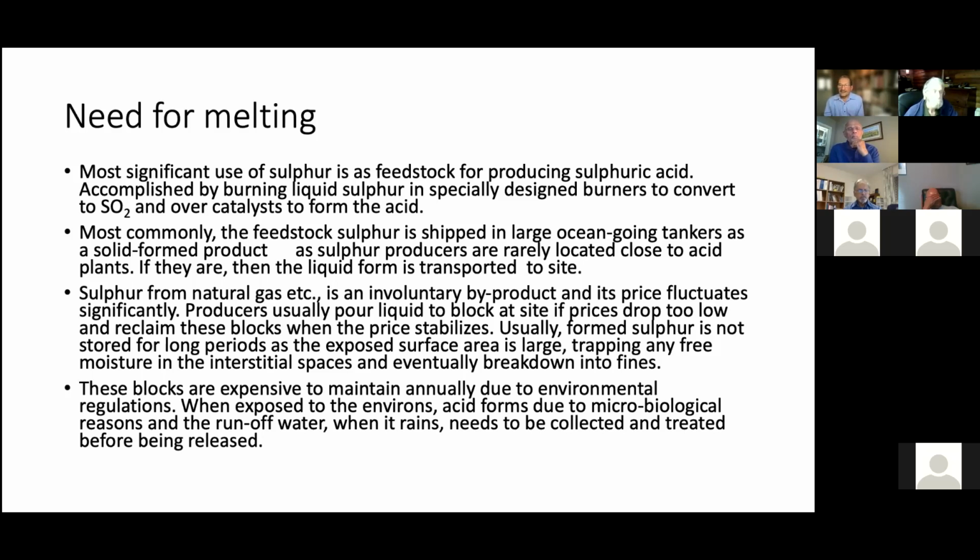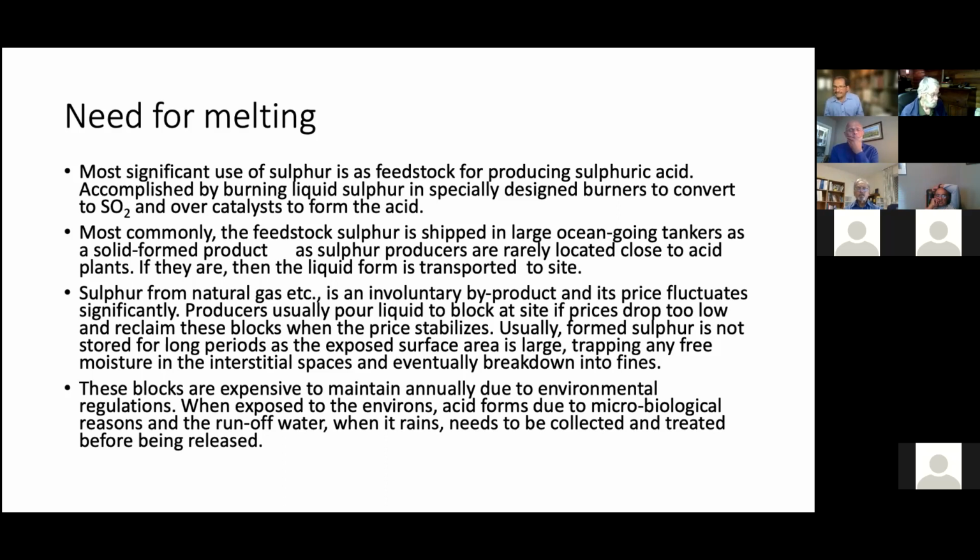So these sulfuric acid plants require liquid sulfur. What they do is they burn the liquid sulfur in burners, convert it to SO2, SO3, and all that, and create the sulfuric acid. That's a process that's been around for many years. If the acid plant is close to the sulfur producer, you can get it as liquid, no issues. But most commonly, these fertilizer plants, these sulfuric acid plants, are far away. So they are sent as solid, transported as solid, and melted there.